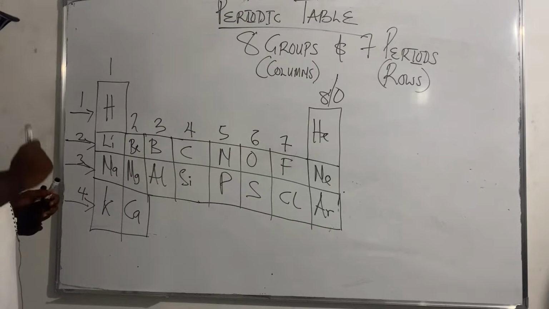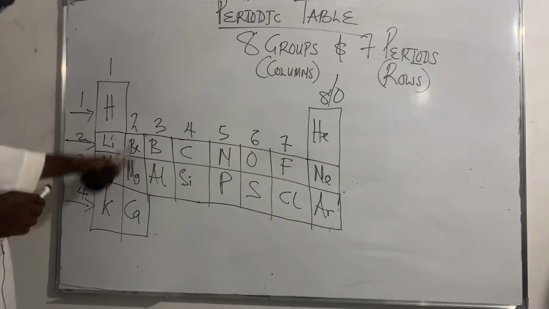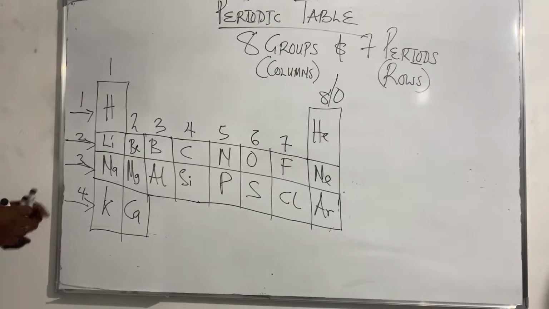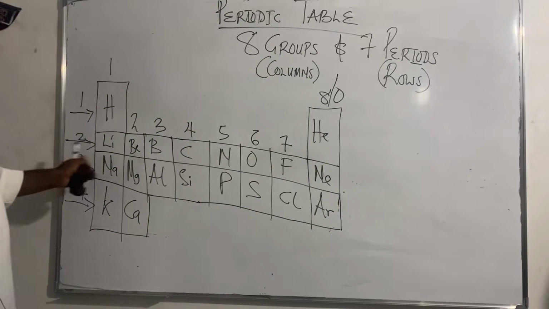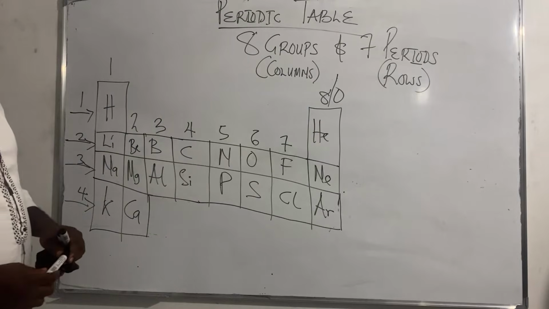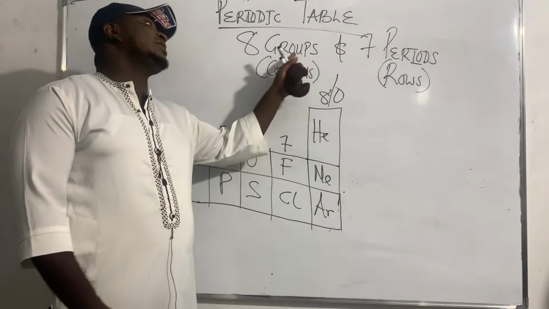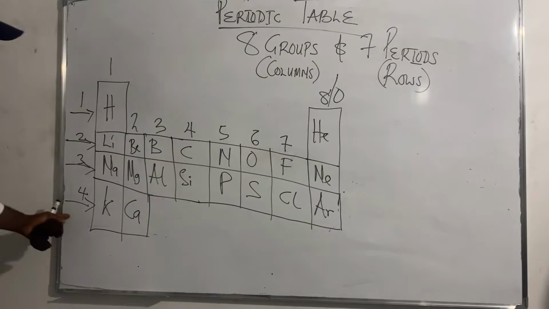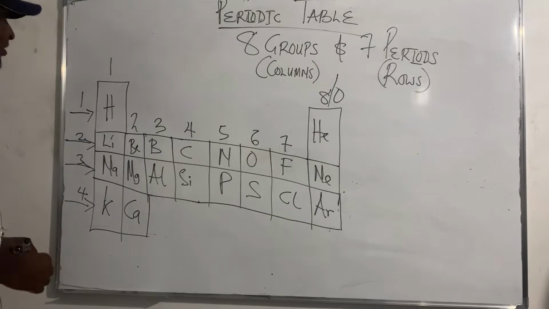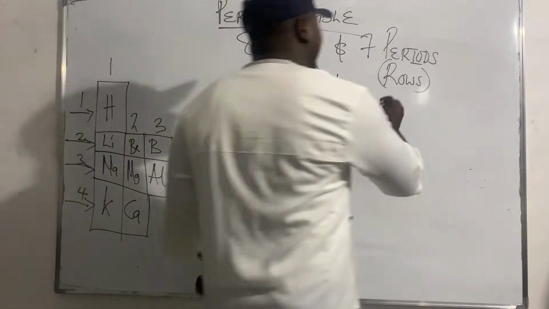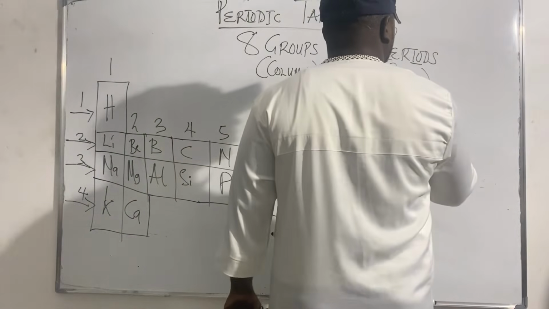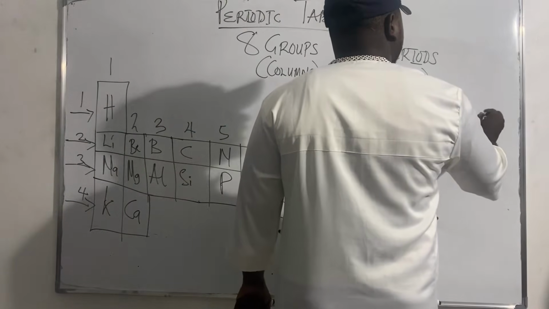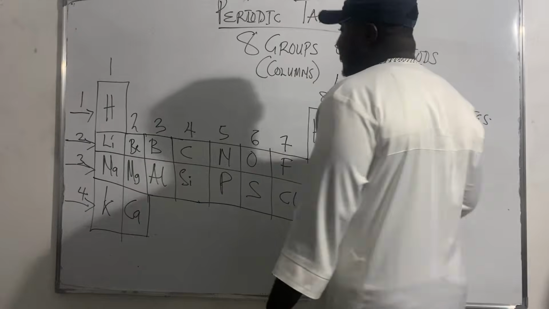So you can see group 1 to group 8, or group 0, and period 1, period 2, period 3, period 4. The full periodic table actually has 8 groups and 7 periods. But for this, we have 8 groups and 4 periods because these are the first 20 elements. Class, groups are also called families. Another name for groups in periodic table terms is families.